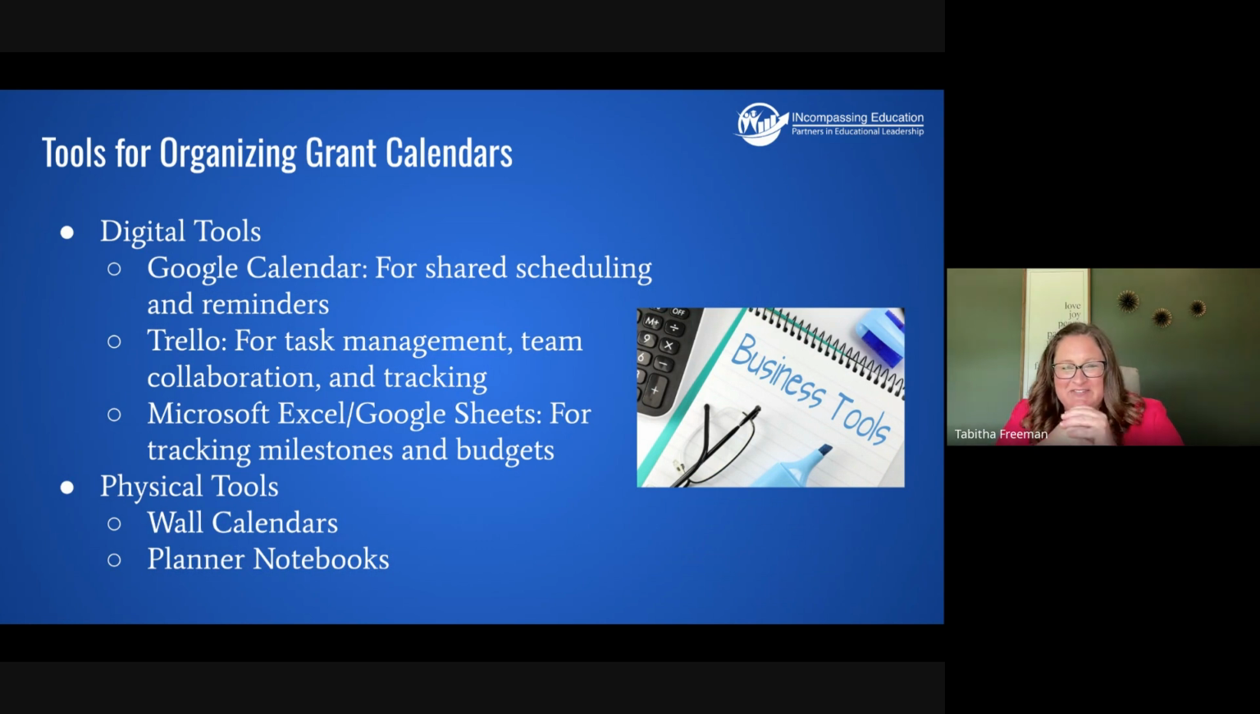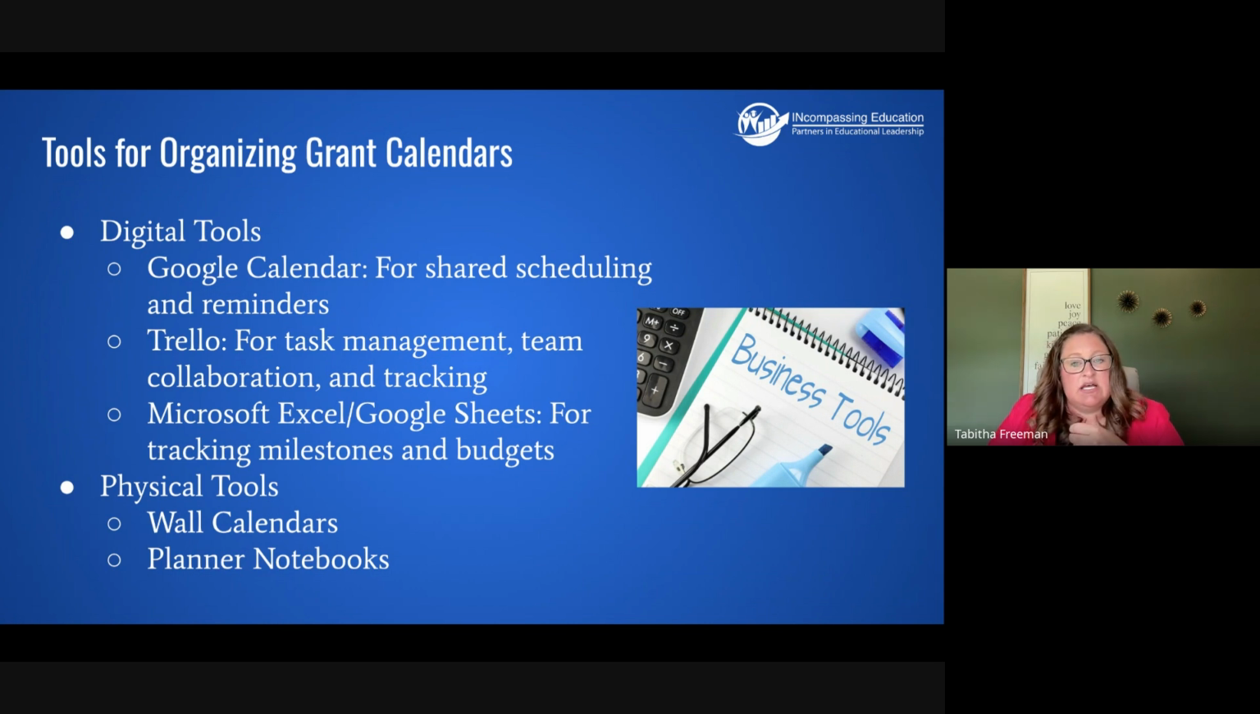So if you are a digital person, that helped me tremendously. For Trello, I would put things in there that are more my duties or tasks rather than due dates. Like if my to-dos for that day was XYZ, that's what I would put in Trello. Microsoft Excel and Google Sheets for tracking milestones and budgets. We're going to talk about budgets on the next section, so we'll come back to that. And then, of course, the physical tools, your wall calendars, your paper notebooks, planner notebooks.